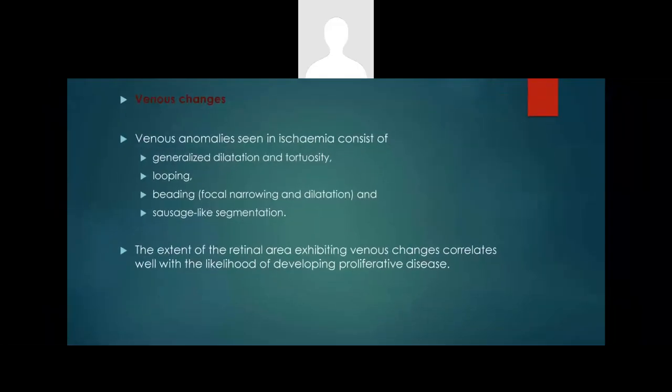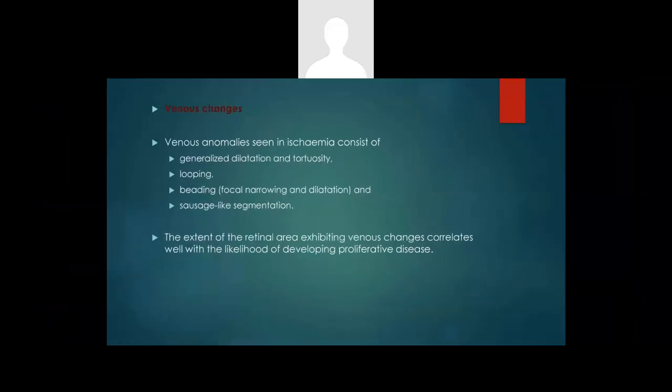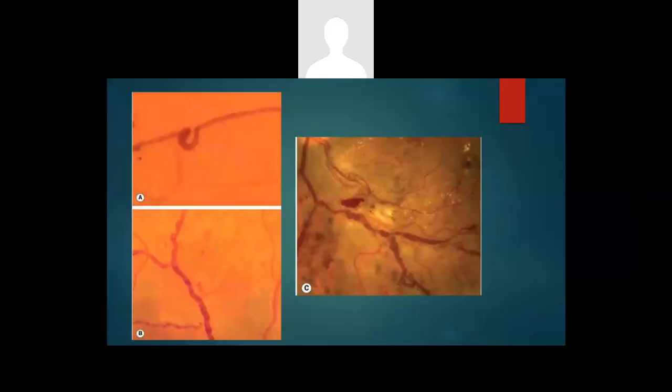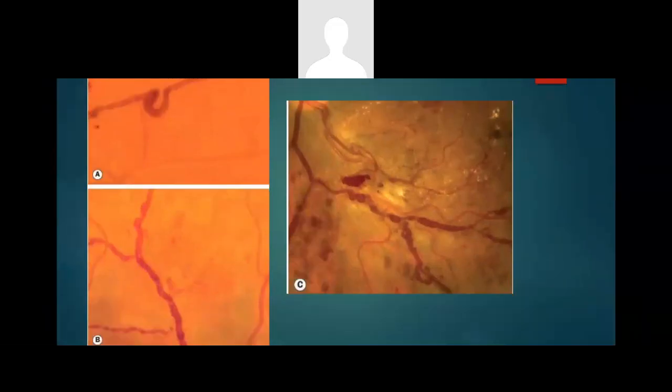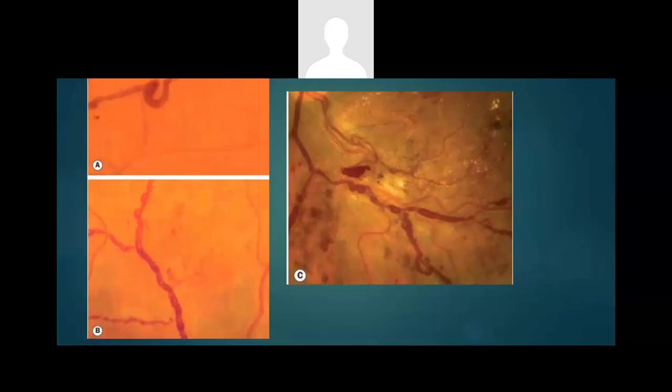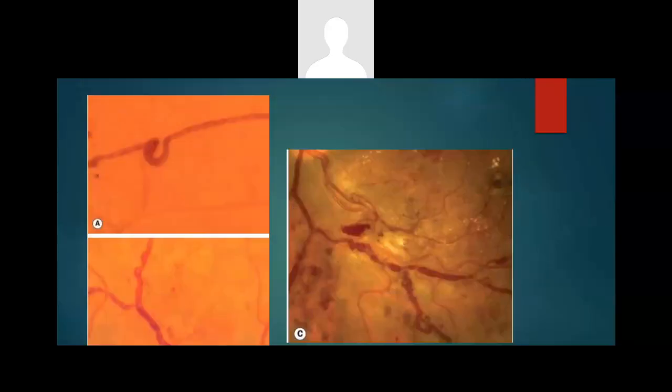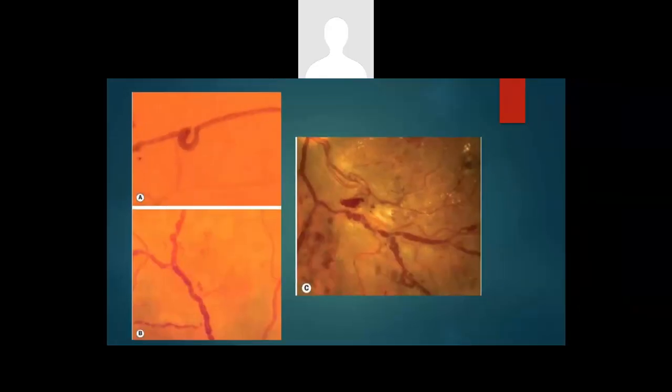And now coming to the venous changes. The venous abnormalities seen in ischemia consist of generalized dilatation and tortuosity along with looping, beading, and sausage-like segmentation. These venous abnormalities are very important because they usually correlate with the likelihood of developing proliferative disease. And here we can see the third picture is the sausage-like segmentation, the second picture B is the beading, and picture A is the looping of the vessels.